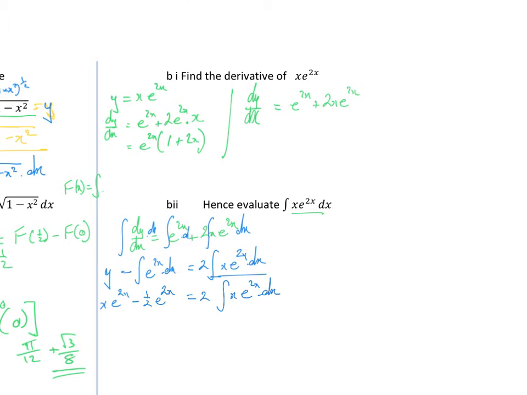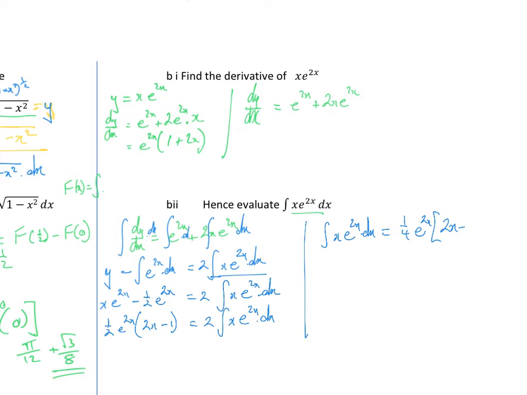Can I tidy up the left-hand side? I'm going to have to bring a half. What if I take a half out the front? e to the 2x. That leaves me with a 2x minus 1, equal to 2 times the integral of x e to the 2x dx. So if I divide the 2 across, I'll have the integral of x e to the 2x dx is equal to 1/4 e to the 2x (2x minus 1) plus c.